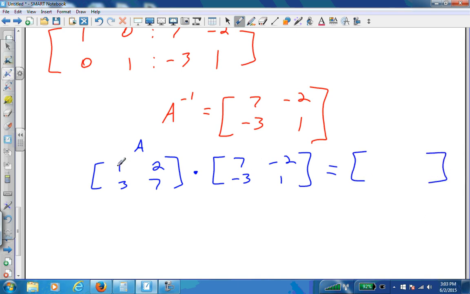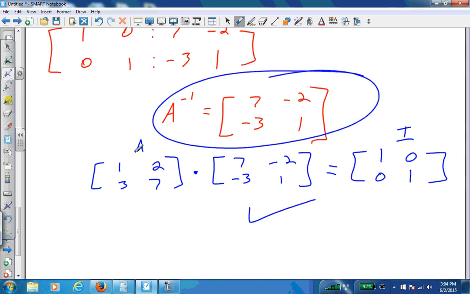So row times column, that's 7 minus 6. Row times column, that's -2, +2. Row times column, that's 21 minus 21. Row times column, that's -6 plus 7. So yes, that is indeed the inverse.